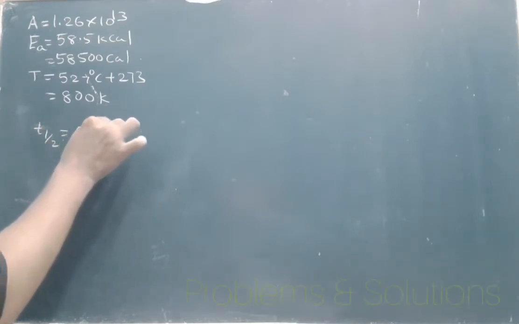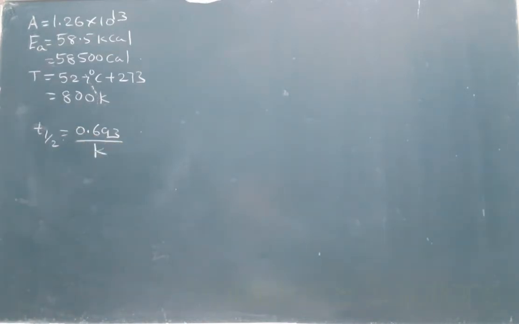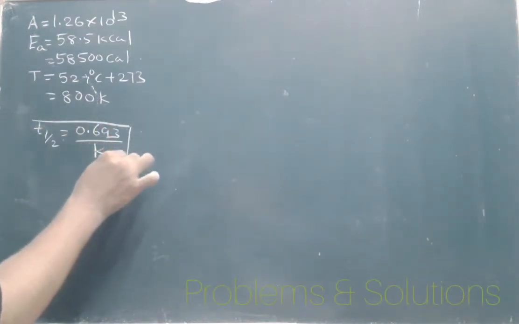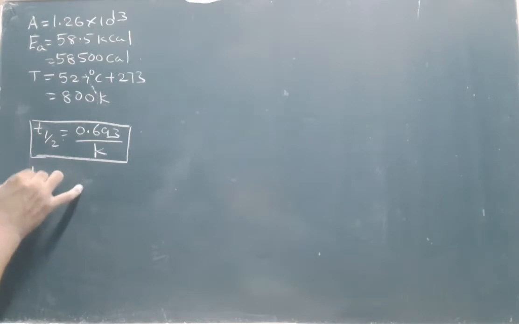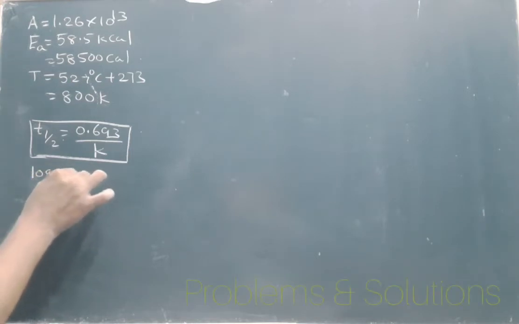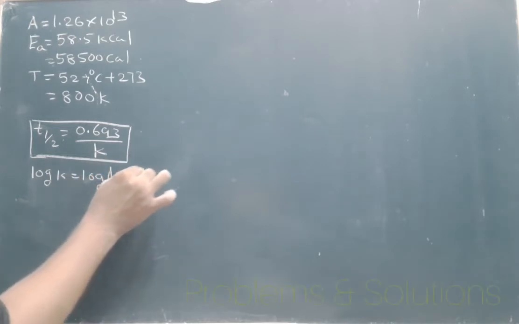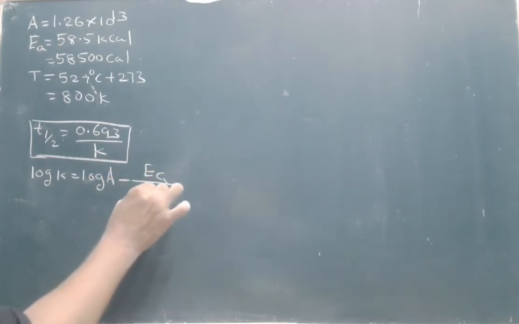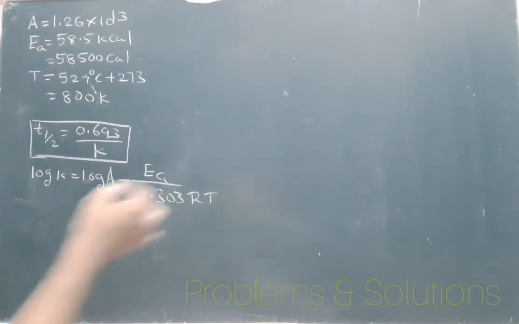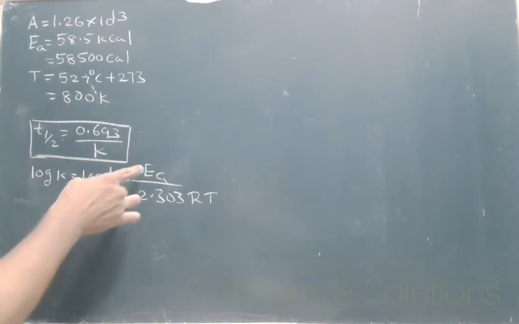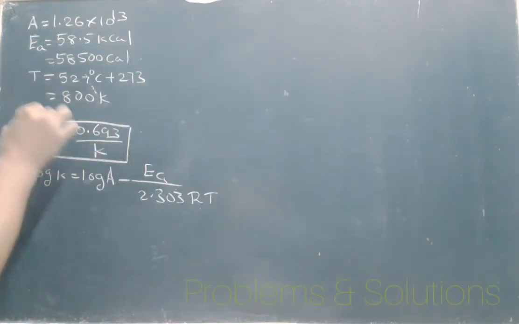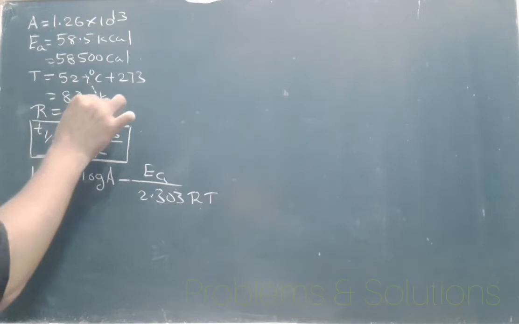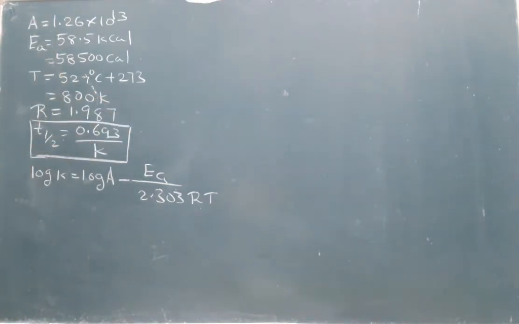The formula is T half = 0.693 by k. Here k is the rate constant. In order to find T half, we have to find the k value first by using the logarithmic form of the Arrhenius equation. That is, log k is equal to log A minus Ea by 2.303 RT. In this equation, we know the value of A, Ea, T. Then what about the value of R? Here the activation energy is in calories, so the R value is 1.987. By substituting these values in this equation, we can calculate the value of k.